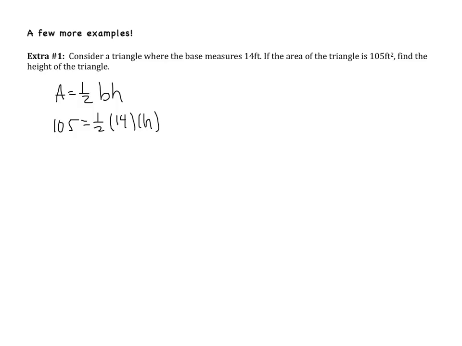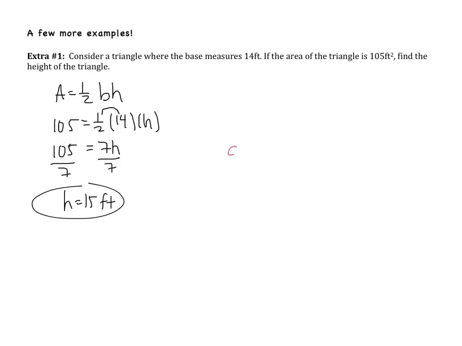Okay, I told you that 1/2 can either be multiplied by the base or the height. It's up to you. I'm going to multiply 1/2 by the base of 14. So 1/2 of 14 is 7. So really I have 105 equals 7h. If I divide both sides by 7, I get my height to be 15 feet. And that's it.